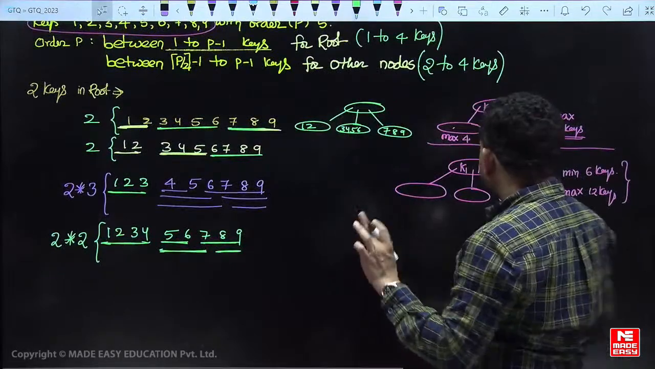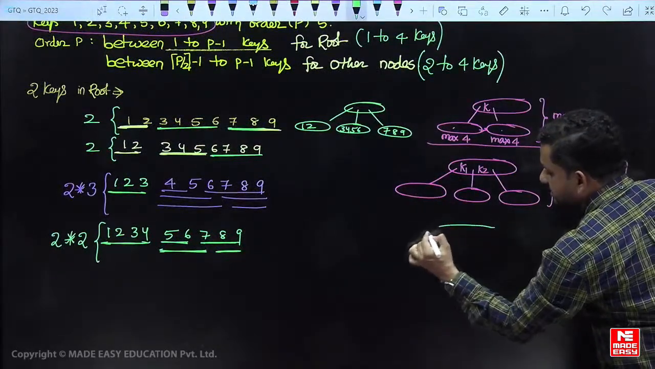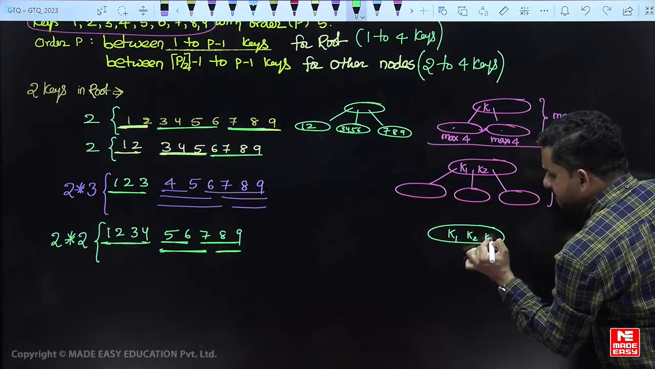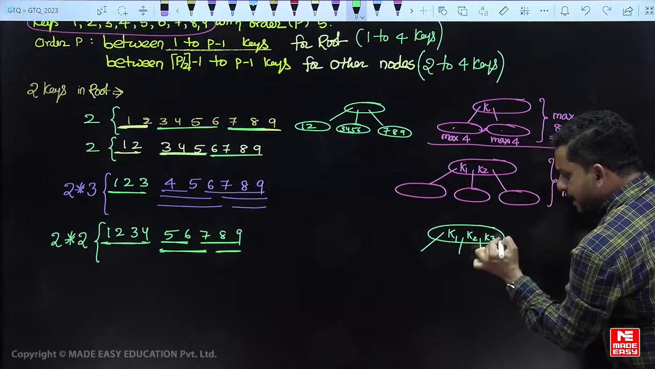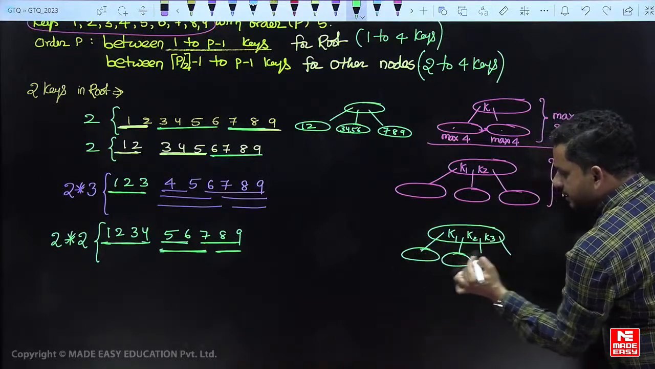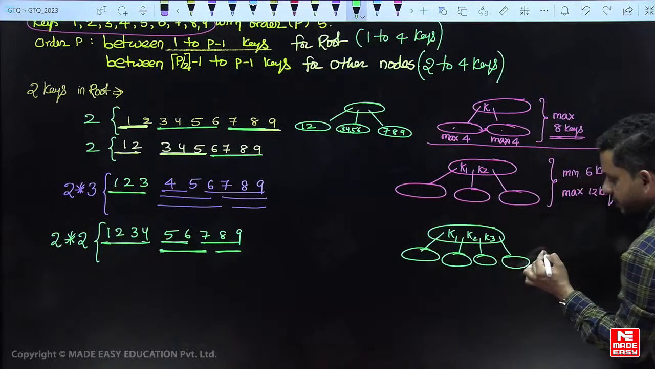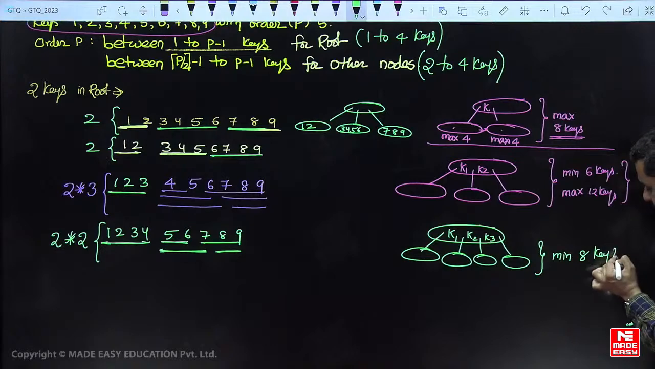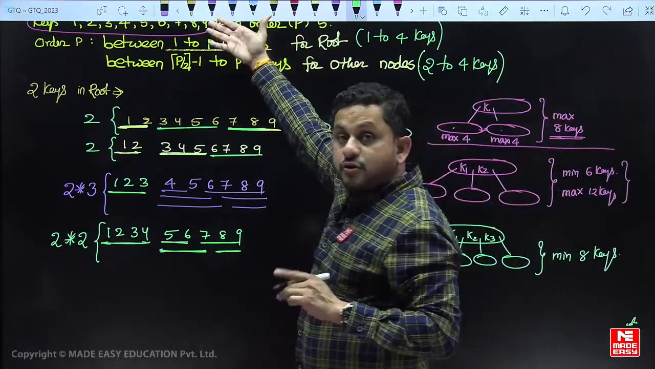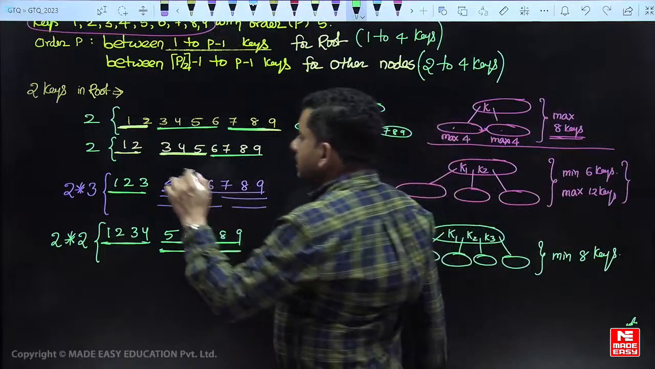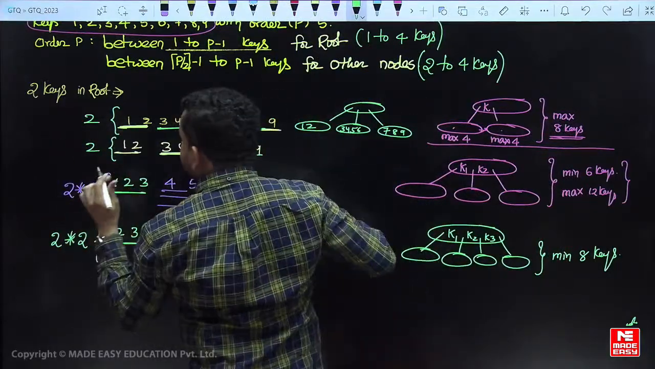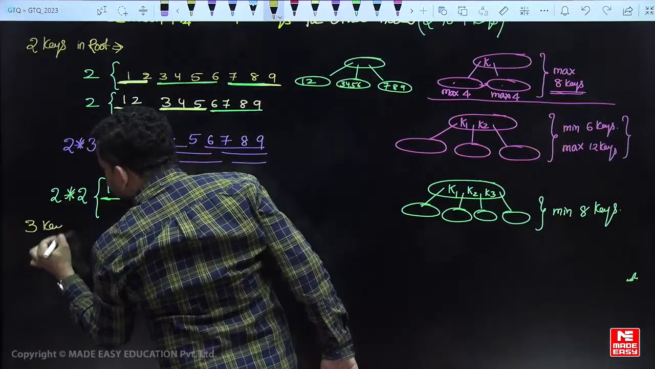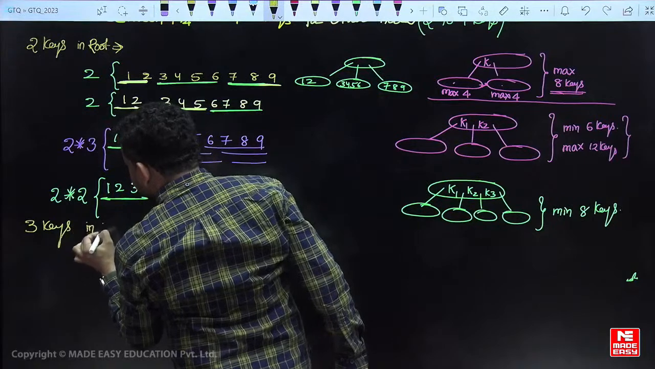Okay, so that is 2 keys in the root. Now, is there any possibility to take 3 keys? If I take 3 keys in the root node, I need a minimum of 4 leaf nodes, so a minimum of 8 keys. The given number is 9 keys, so it is also possible. So this is 2 keys in the root, and the other possibility is 3 keys in the root.